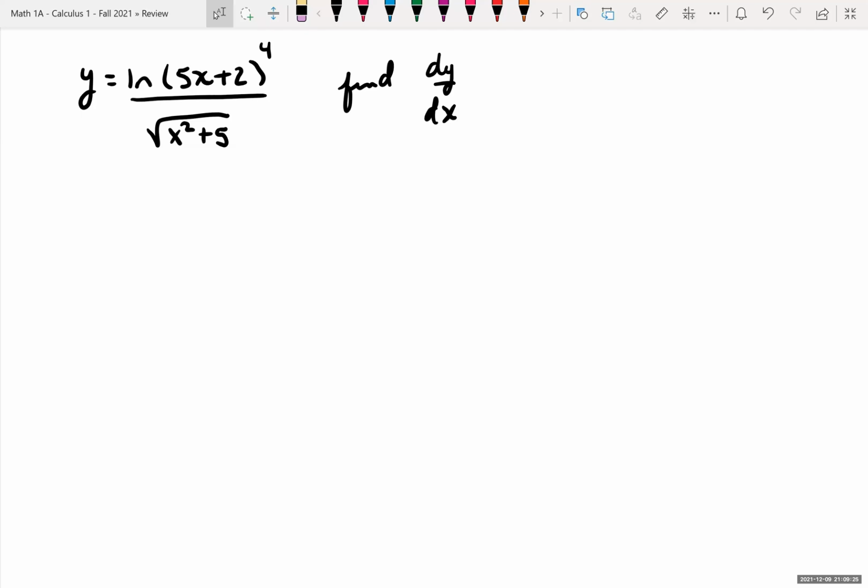So the next example, we have y equals the natural log of (5x plus 2) raised to the 4th power, all over the square root of x squared plus 5. We want to find the derivative of this. Looking at this, it would be a mess if we just went in and did the quotient rule. Within the quotient rule, we're going to have to use the chain rule multiple different times.